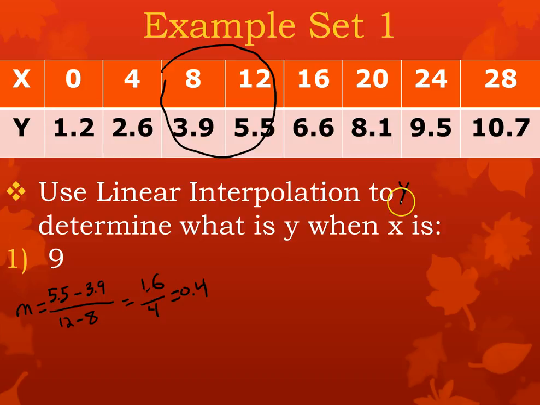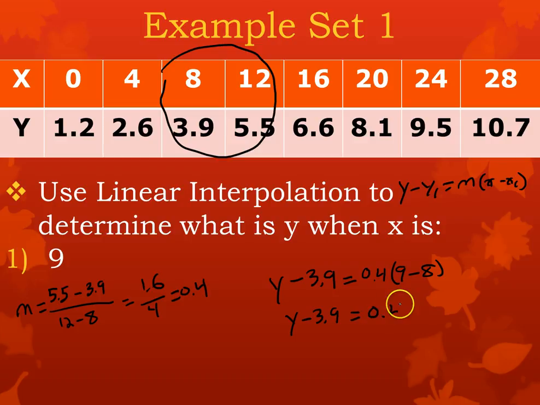So now I'm going to plug everything into my y minus y1 equals m times x minus x1. I want to find y, so that's the unknown. So y minus, it doesn't matter which point I use, I'm going to use 3.9, equals my m, which is 0.4, times my x value given to us, which is 9, minus the appropriate x value for the 3.9, which is 8. So when I subtract that and multiply by the 0.4, we get y minus 3.9 equals 0.4. When I add 3.9 to both sides, y equals 4.3.